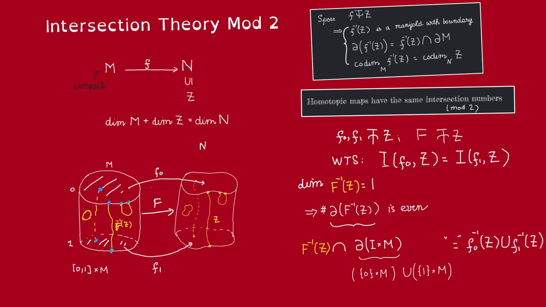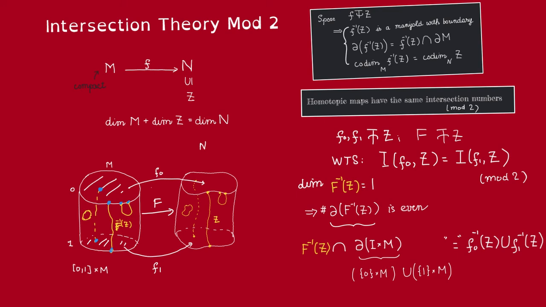But remember, these two fibers give the intersection number mod 2 of f0 with Z and of f1 with Z. So we see that these intersection numbers mod 2 must agree. Thus, this definition of intersection number mod 2 does indeed fix our problem.